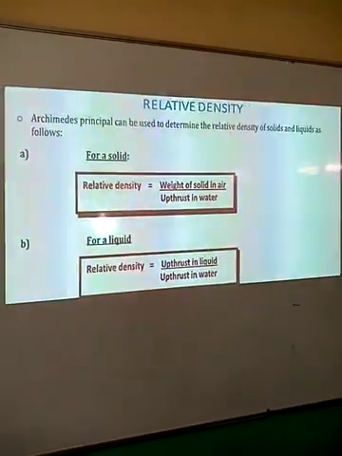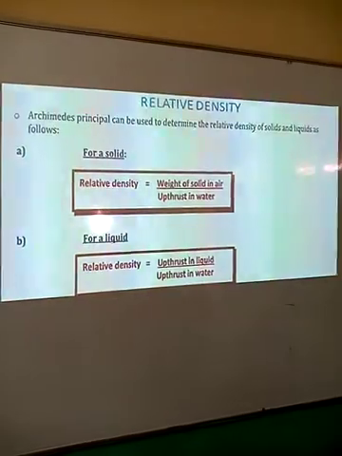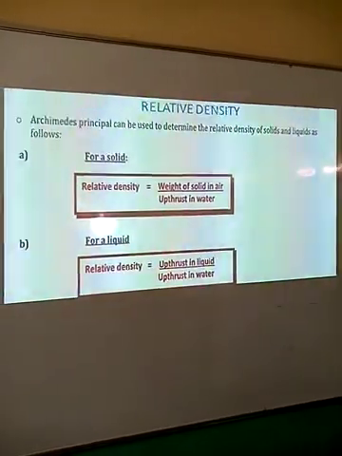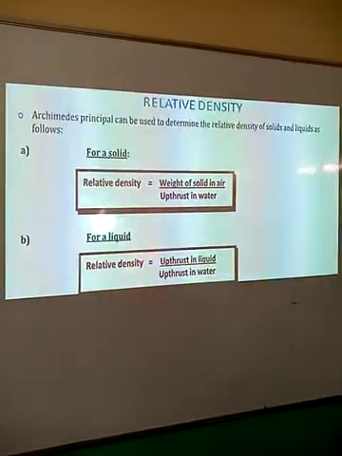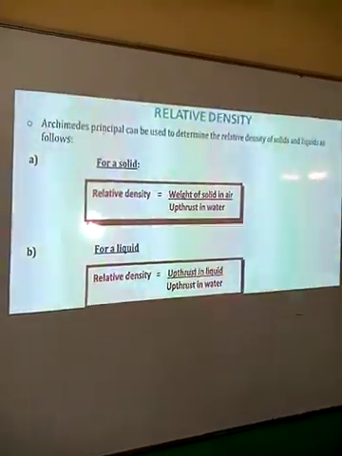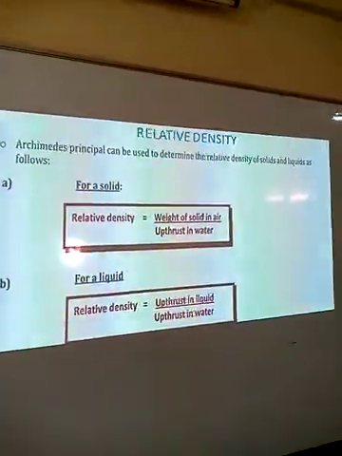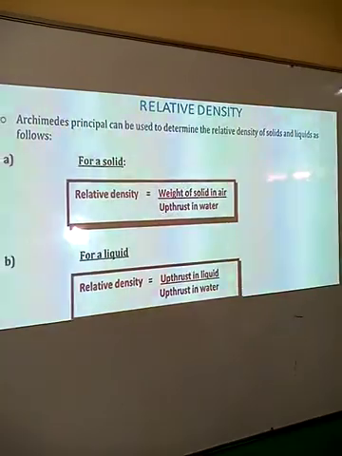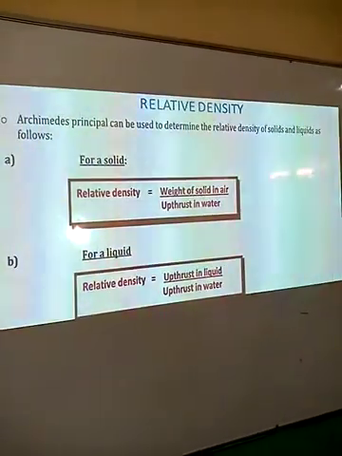For example, you take alcohol whose density is 800 kg per cubic meter, you divide by the density of water, which is 1000 kg per cubic meter, you'll get 0.8. So the 0.8 becomes the relative density of alcohol.